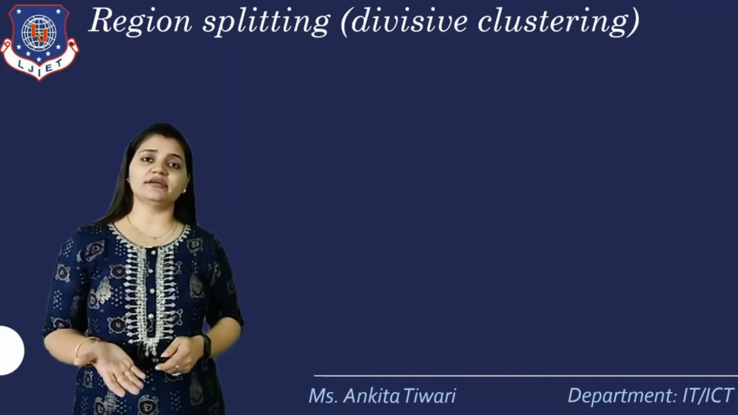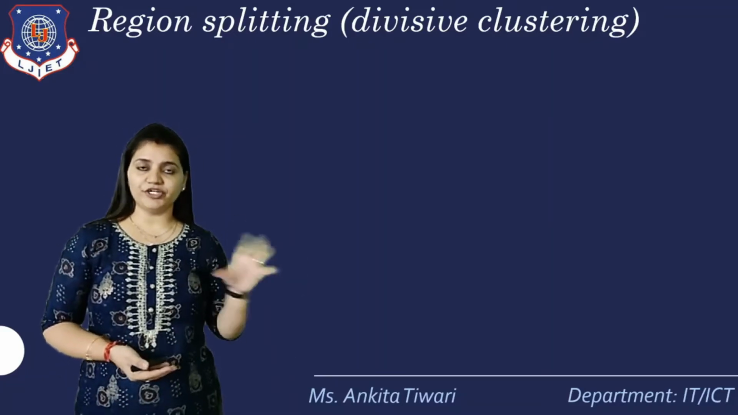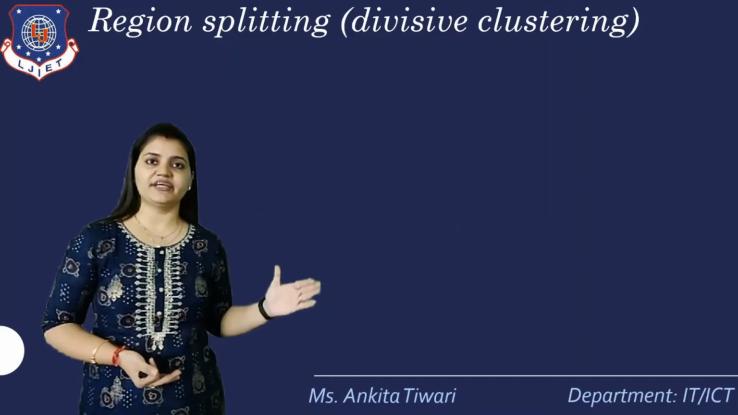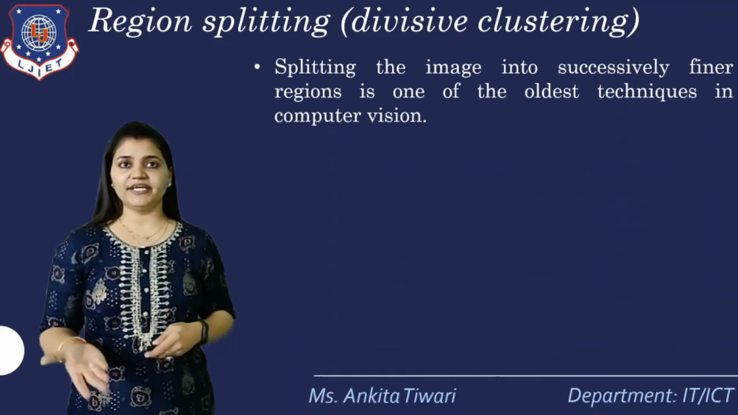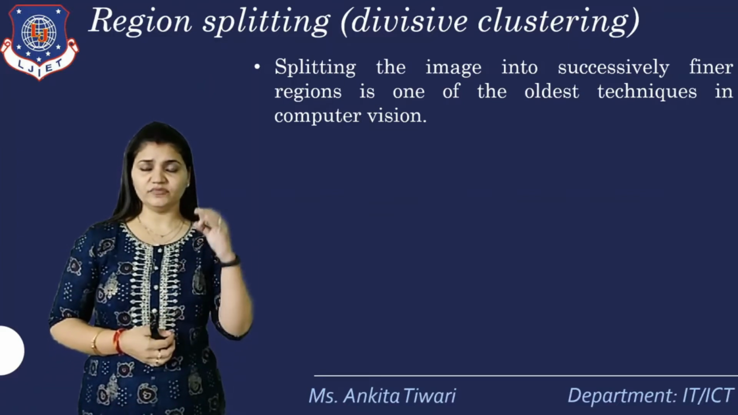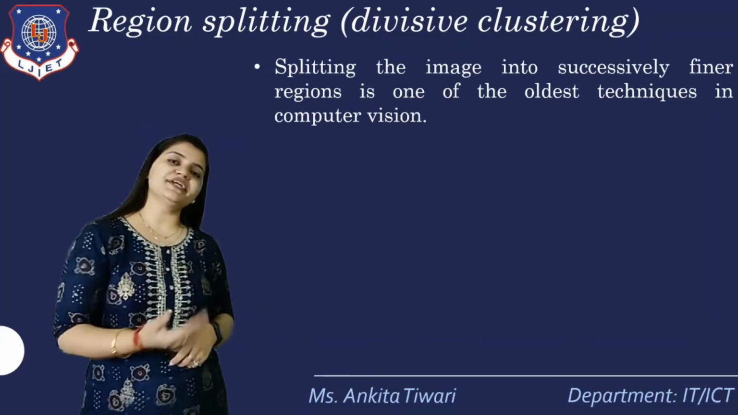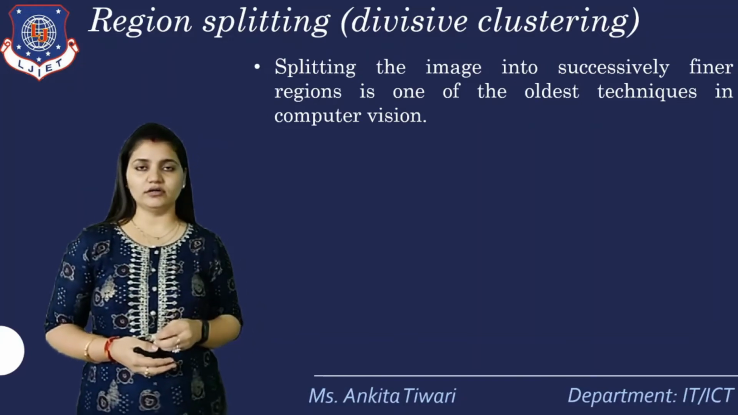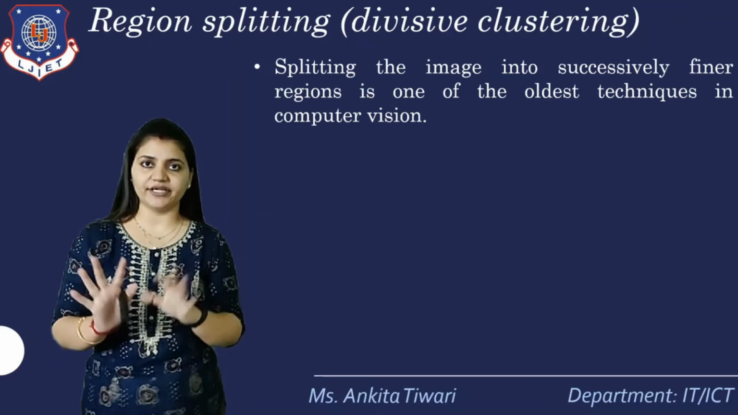Now the next algorithm that we have is region splitting: selecting the regions and then splitting them. That is divisive clustering, we can say. Splitting the image into successively finer regions is one of the oldest techniques in computer vision. When splitting the image, we find the pixels, merge them in a particular area, and then split it.